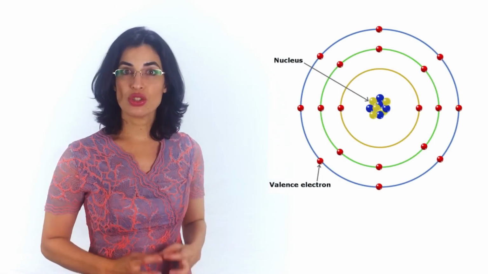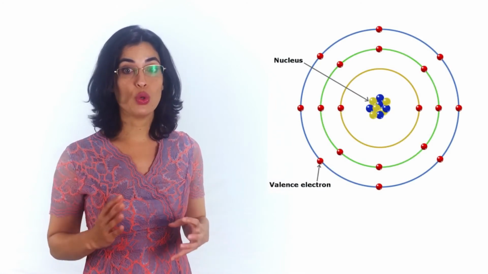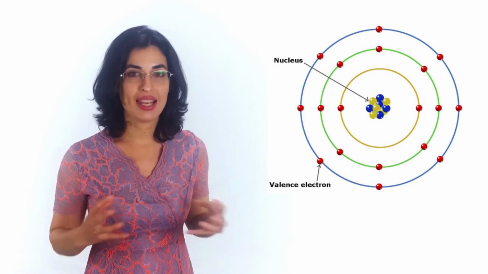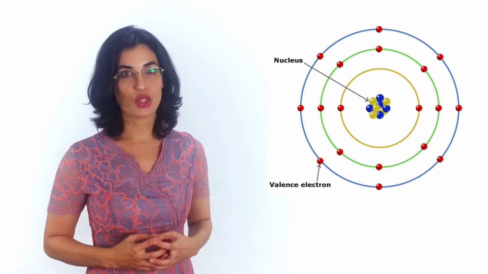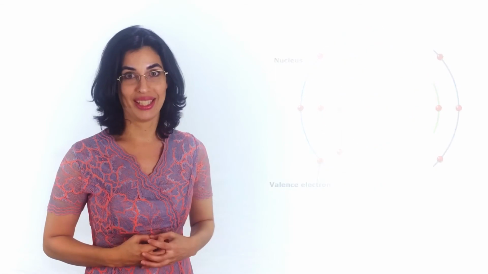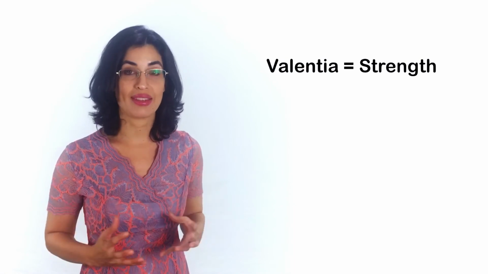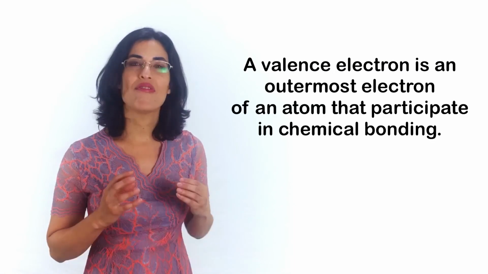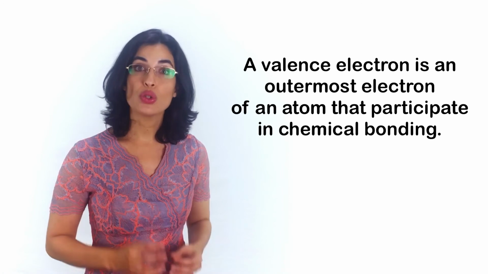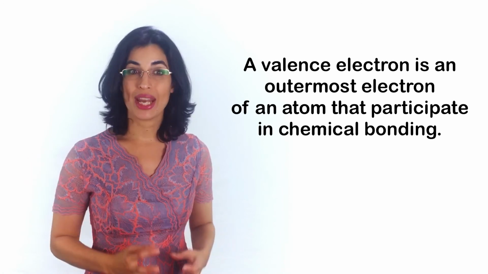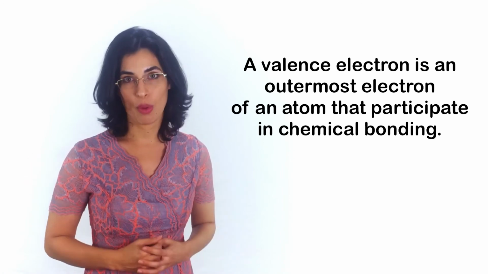Which electrons are then free to participate in chemical bonding? The electrons that are the farthest away from the nucleus are known as the valence electrons, and these are the electrons that participate in chemical bonding. What are valence electrons? In Latin, valentia means strength or capacity. A valence electron is an outermost electron of an atom that participates in chemical bonding.